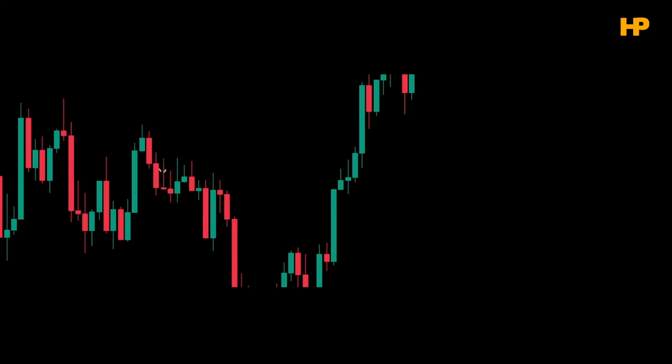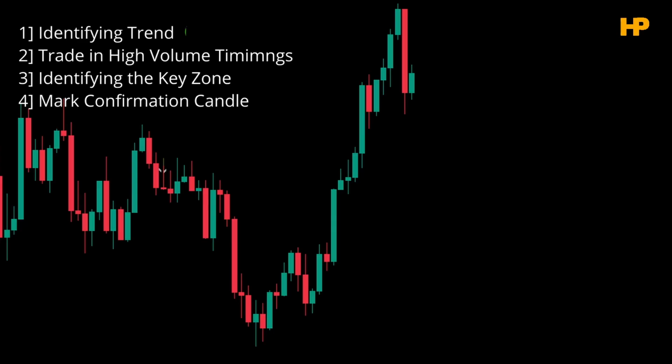Okay, I think this is an A+ setup. Our first step is to identify the trend. As you see, the price is forming lower highs and lower lows, so we can consider it a downtrend. Our first rule, identifying the trend, is satisfied.